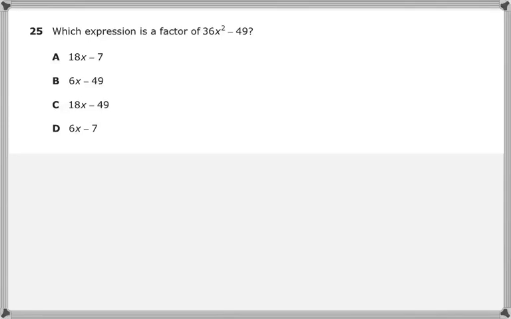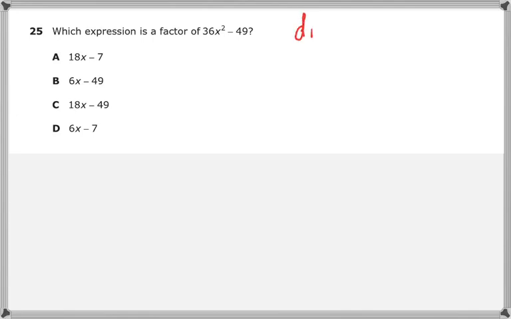Let's take a look at question number 25 from the May 2016 release version of the Algebra 1 STAAR test. So let's take a look here. Anytime you have two terms and it looks like you have something squared in the first term and in the second term, you want to start thinking about something called the difference of two squares.